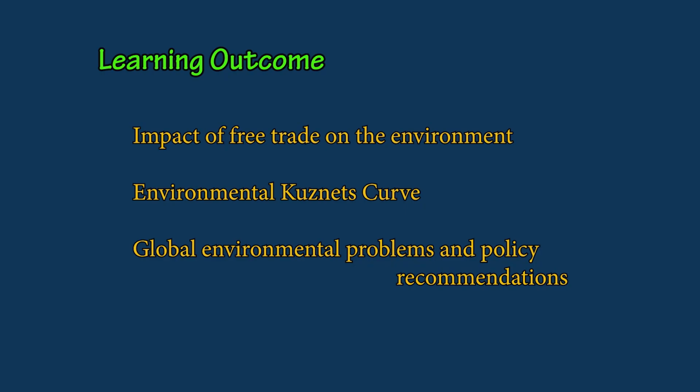So, the learning outcomes from this course will be, number 1, impact of free trade on the environment. Number 2, the Environmental Kuznets Curve. Students, you have probably heard about the Kuznets Curve earlier, where the Kuznets Curve showed a relationship between development and inequality. But here, we will be talking about the Environmental Kuznets Curve, that is, the relation between environmental degradation along with increase in per capita income. And in the last section, we will know about the global environmental problems, and we will speak of policy recommendations about how to control them.